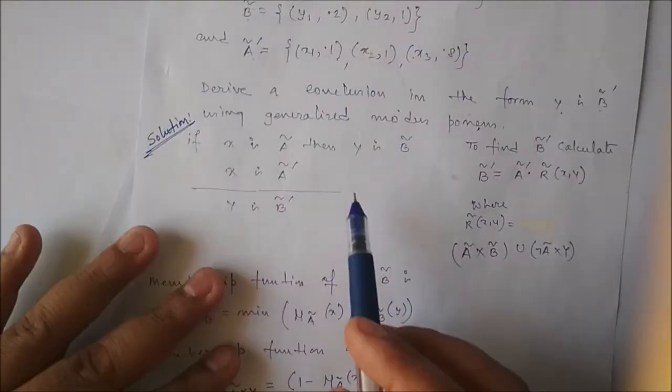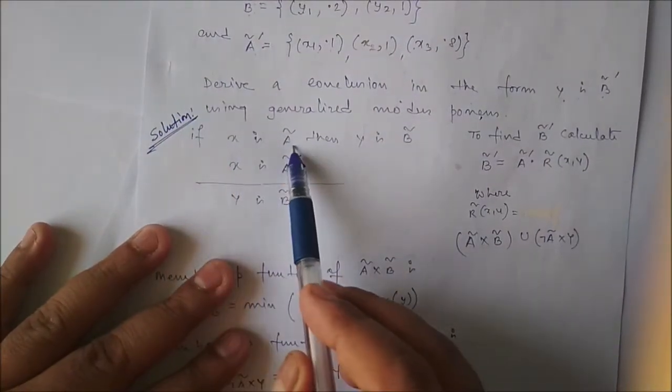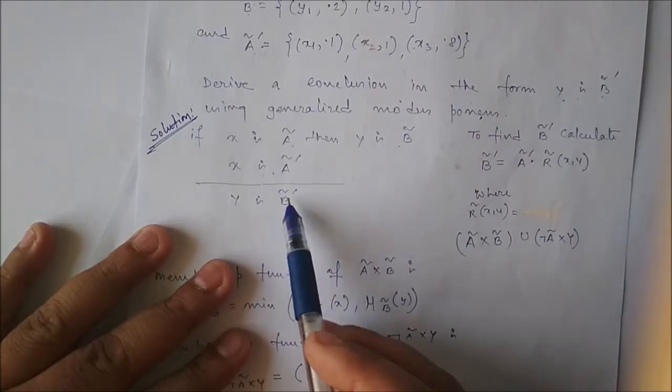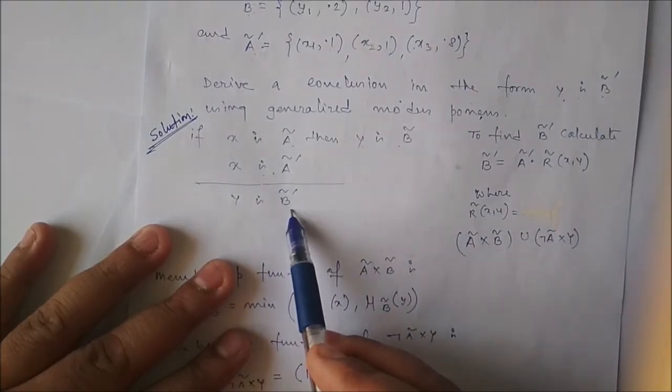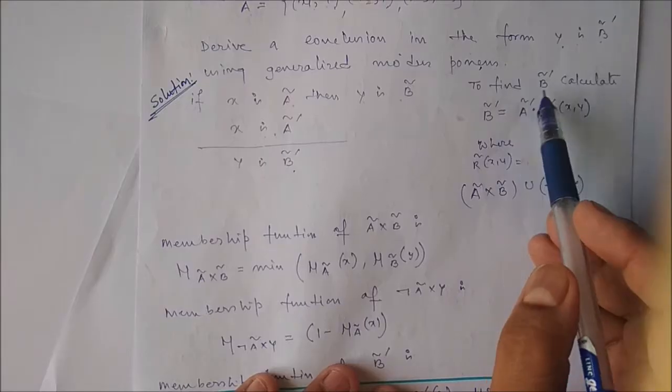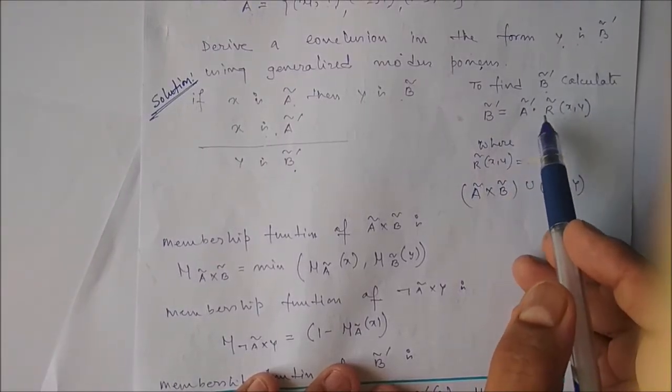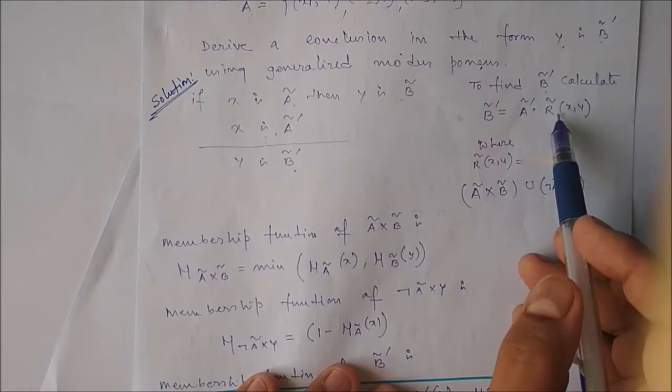Okay, so what is given? If x is A, then y is B, and x is A dash. These two are given. We have to identify y is B dash. Now to find the B dash, we calculate B dash is equal to A dash composition R, so composition between A dash and R.